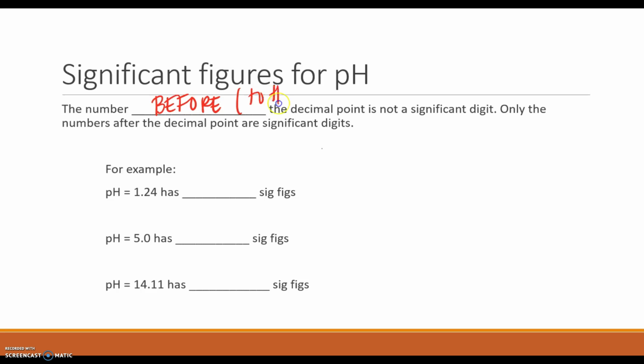The number before or to the left of the decimal point is not a significant digit. Only the numbers after the decimal point are significant digits. So for example, pH equals 1.24. This number, not significant. These numbers are. So that one only has 2. 5.0. That number is not significant. That one is. That one only has 1 sig fig. So you try the last one. pH equals 14.11. How many sig figs does that have? You should have said 2.